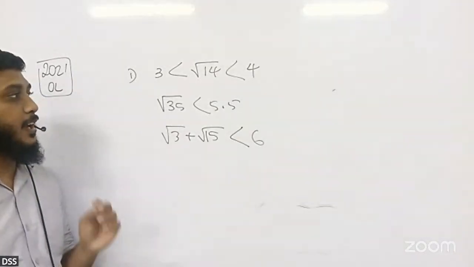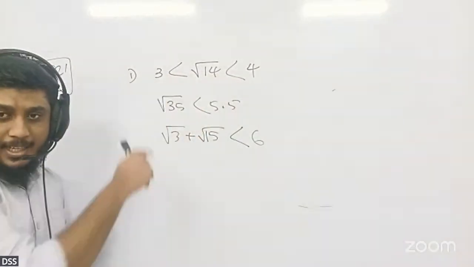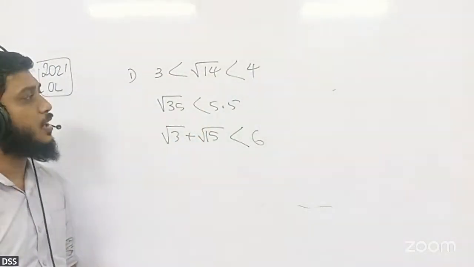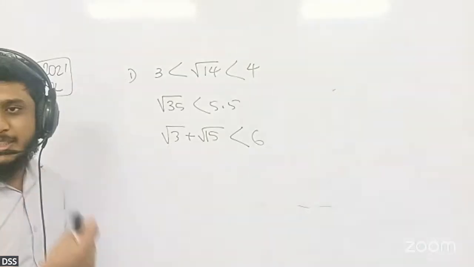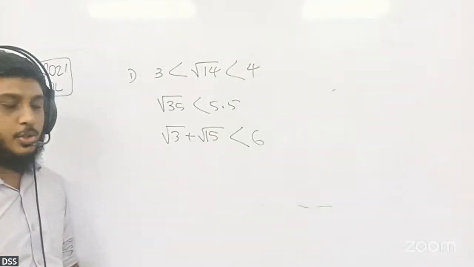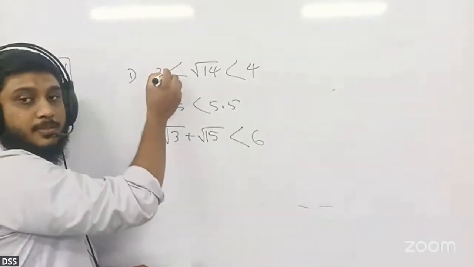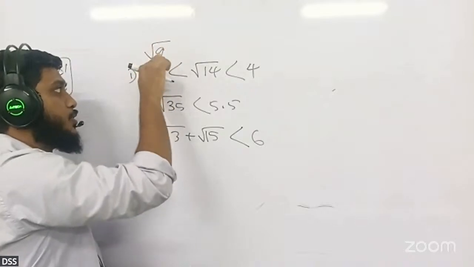Son, they have given this. Now, you know, 4 should be bigger than 3. Now, is square root 14 bigger than 3? Is it smaller than 4? How to guess it? It's true. How to guess it? Because put the 3 inside the square root. If you put the 3 inside the square root, it says square root 9. Right? Square root 9 only is 3.